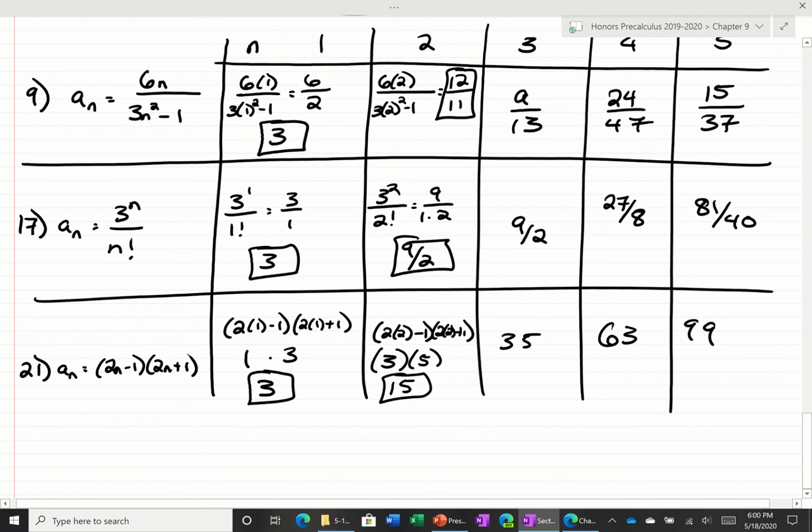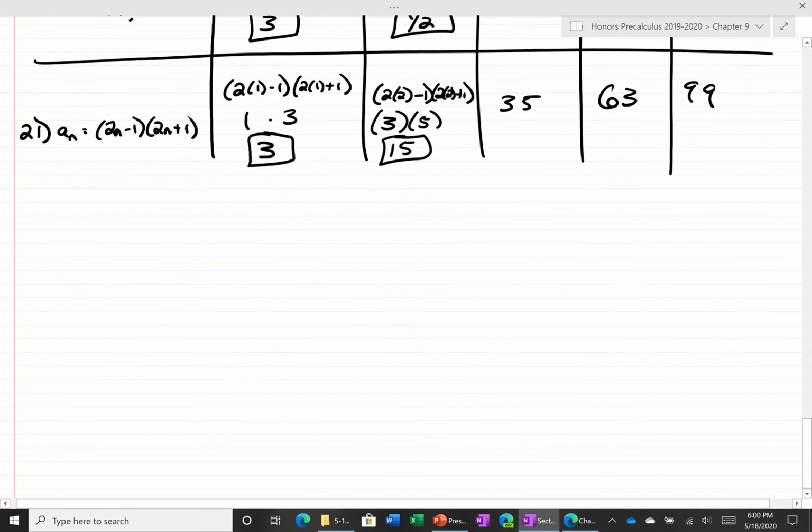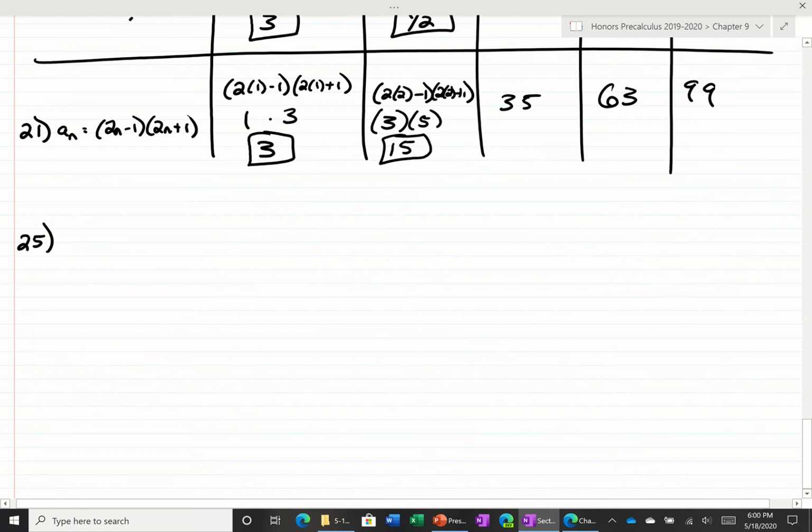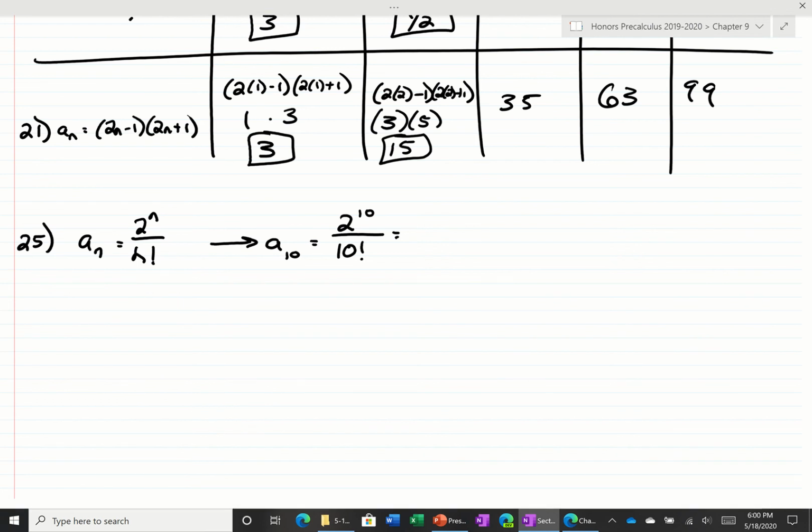All right, what else do we have here? I had asked you to do 25, 27, and 31. For 25, so if we know a sub n is equal to 2 to the nth power over n factorial, it's asking us to find a sub 10. So a sub 10 would be 2 to the 10th power divided by 10 factorial. You actually have a factorial button on your calculator. If you take it out, it's under the PRB option.